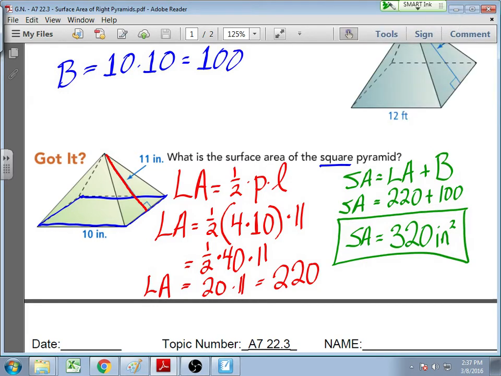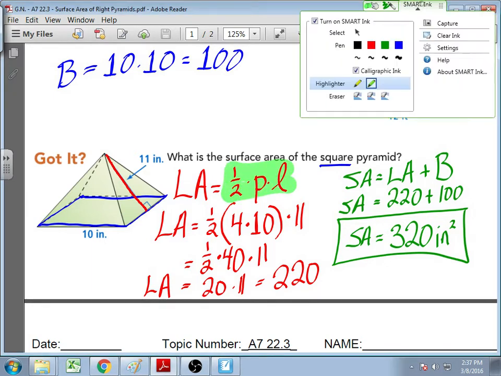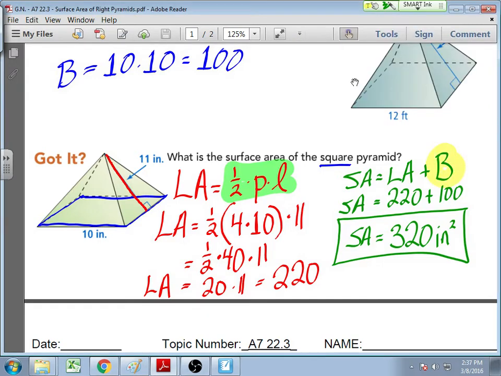Please let me know if any of that doesn't make sense to you. The biggest thing there is make sure that you are using the correct formula for lateral area, and make sure that you are paying attention to only having one of the big B's. We do not double that value.